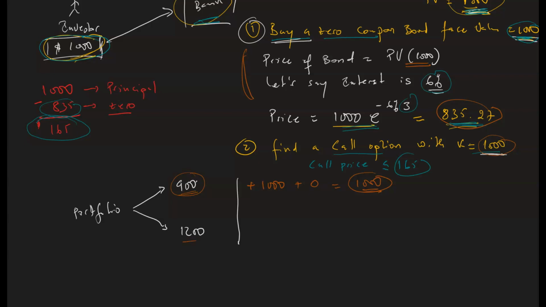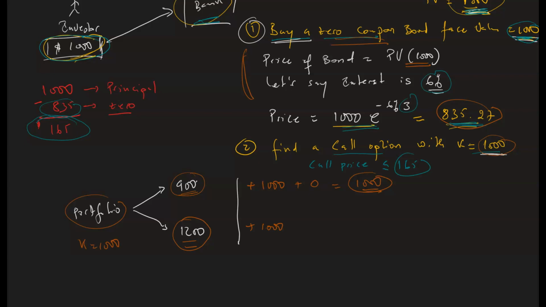Now, let's say the price of the portfolio is at 1,200. In this case, what do we have? Well, we're still getting the $1,000 from our bond portfolio, right? So we got the $1,000 from our zero coupon bond. We also have a call option on this portfolio with a strike price of 1,000. But the value of the portfolio is now 1,200. What does that mean? The option is in the money. And so remember, it's a call option. The option is in the money.